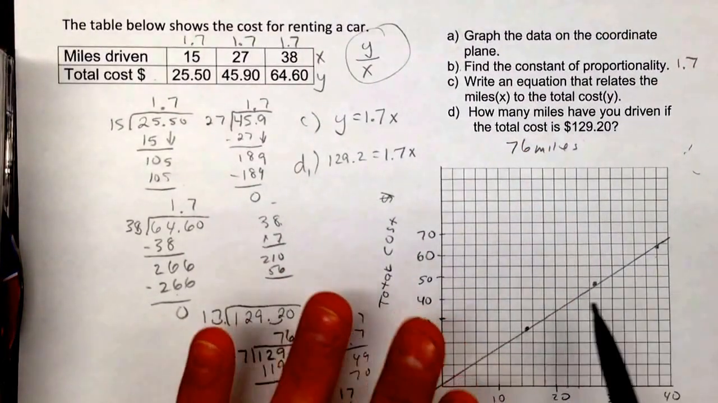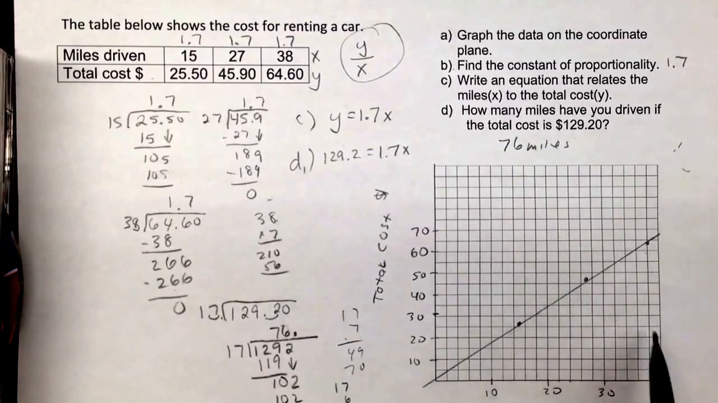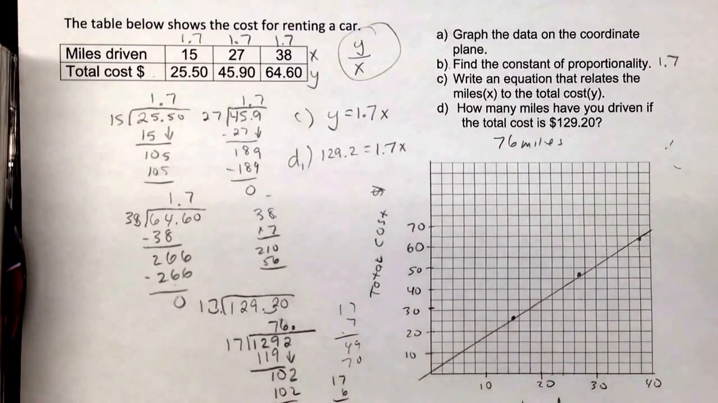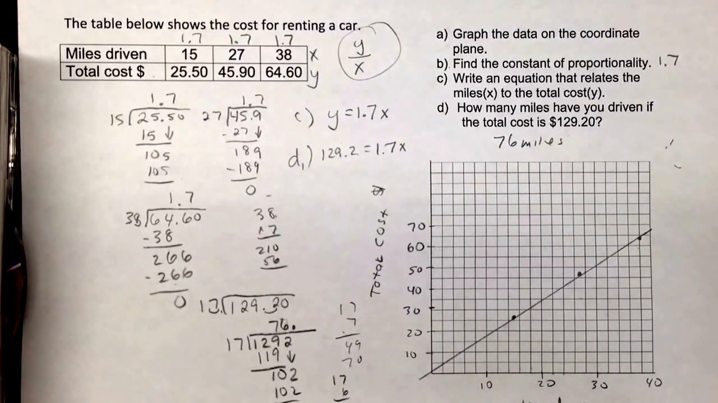We can't actually check that because this graph is not big enough. It goes out too far. But if we had a larger graph and made more space, we'd be able to actually check that point. All right.